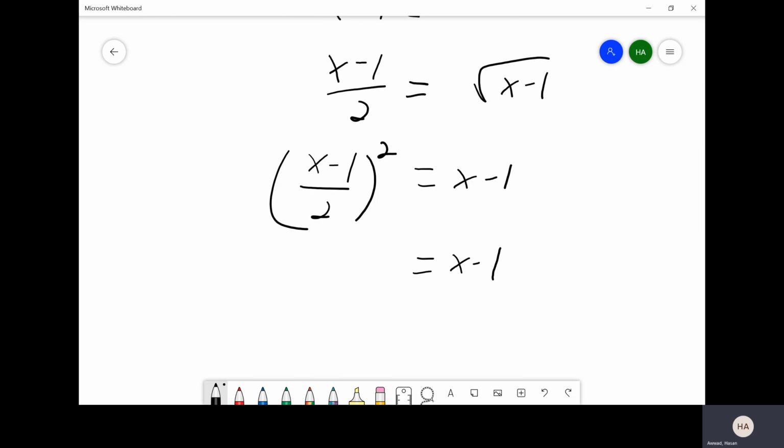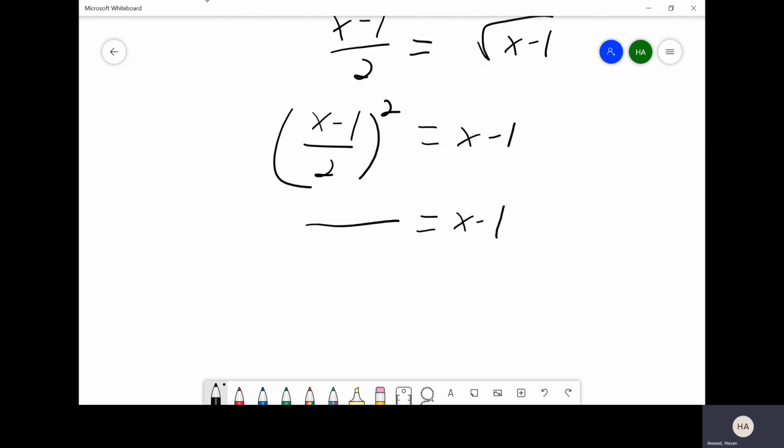So remember, your exponent in a fraction applies to both the numerator and the denominator, right? So the denominator part's going to be relatively easy. We have a 4. And we have up top x minus 1 squared, right? I'll even write this one out. So x minus 1 squared.